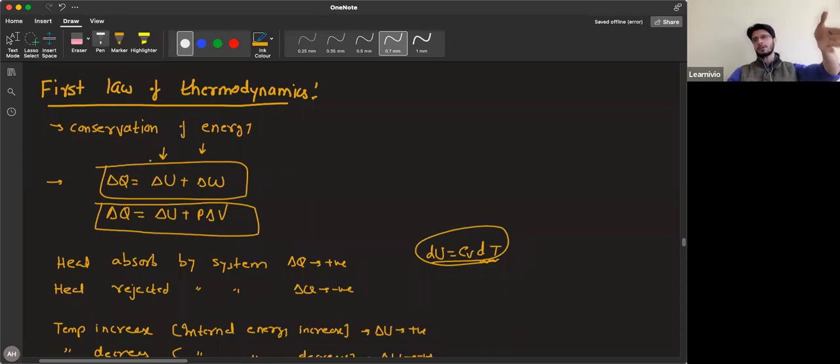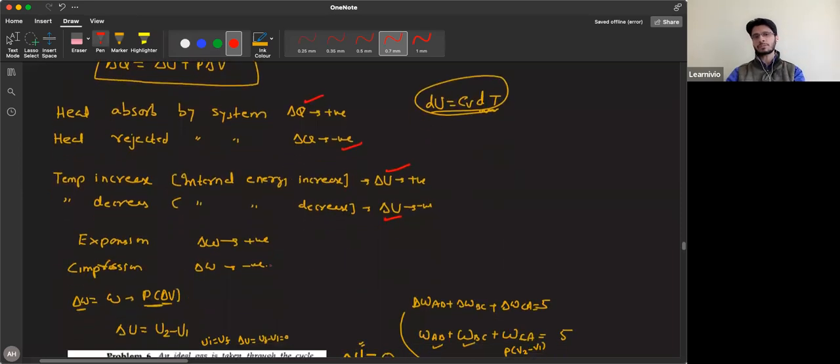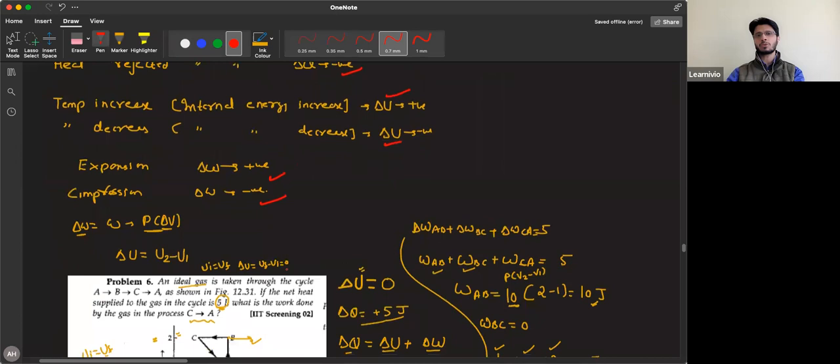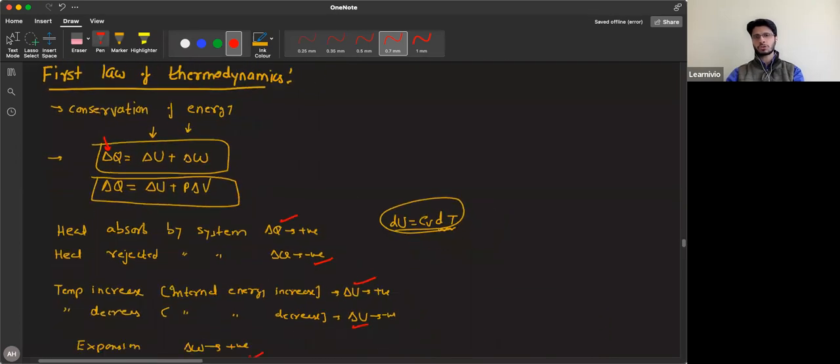So you can say that delta Q is delta U plus delta W. Delta Q is the heat given. Delta U is the change in internal energy. Delta W is the work. There are certain sign conventions. If your system absorbs heat, then delta Q is positive. If your system rejects heat, then delta Q is negative. If temperature increases, then change in internal energy is positive. If temperature decreases, then it is negative. In expansion, work done is positive. In compression, work done is negative. Now do two questions on this concept.